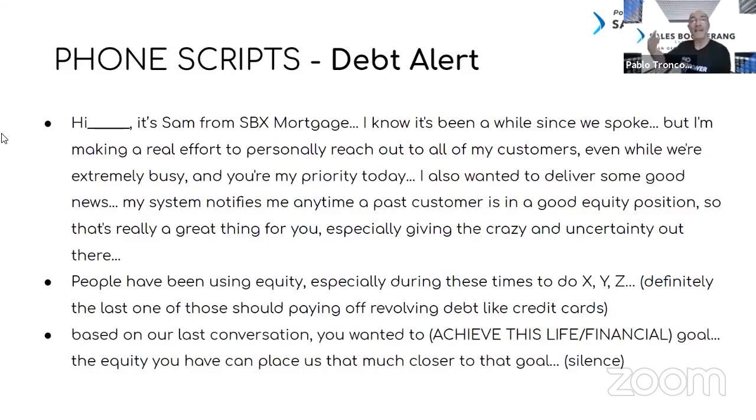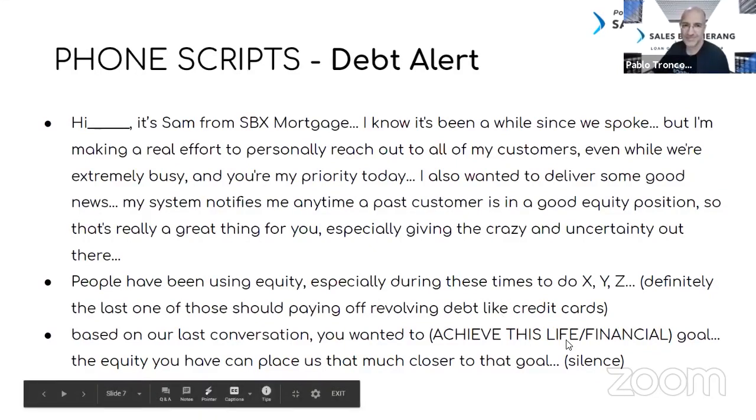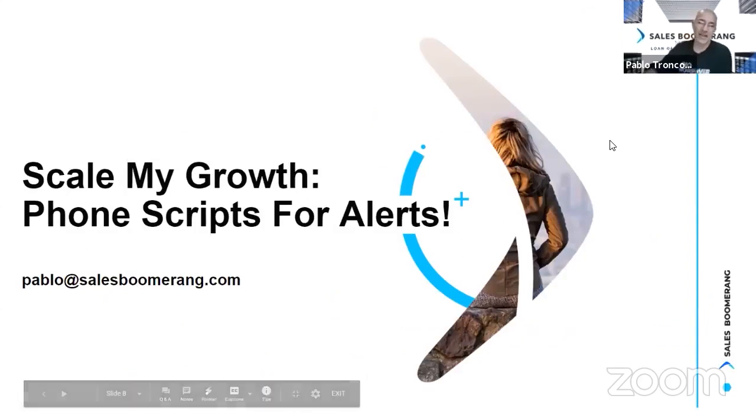And then again, go back to the notes. Based on our last conversation, you wanted to achieve X, Y, and Z. Well, based on that last conversation, you wanting to send your kids off to school and be able to pay for that by the time they both graduate from high school, guess what? The equity that you have in place puts us that much closer to your goal. I just wanted to deliver that good news for you. Silence.